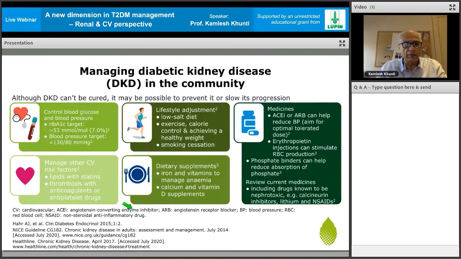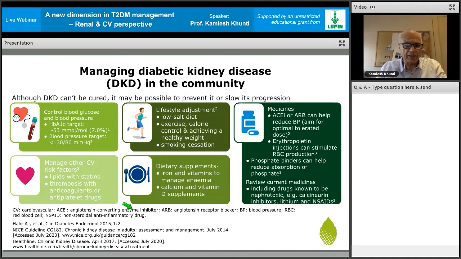So, prevention and management. This is managing diabetes in the community, so primary care practitioners, things that we can do simply and we can do well. Controlling the blood pressure and HbA1c is the mainstay. First of all, HbA1c, trying to aim for an HbA1c of 7%, and a blood pressure of less than 130/80. Manage other risk factors: lipid control, thrombosis, anticoagulation, antiplatelet if they have things like atrial fibrillation, lifestyle adjustment, low salt diets, exercise, smoking cessation, dietary supplements.